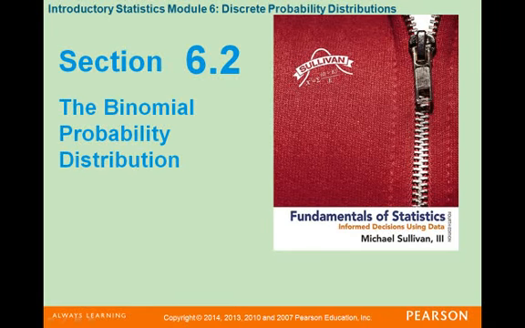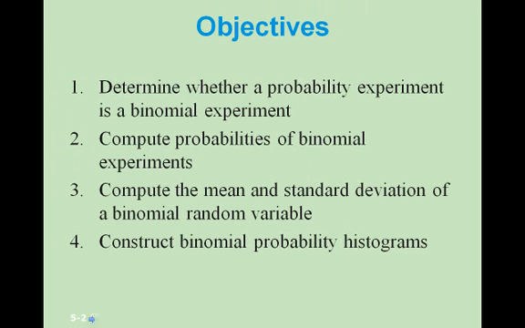Section 6.2, the binomial probability distribution. We will look at these four objectives in this section.